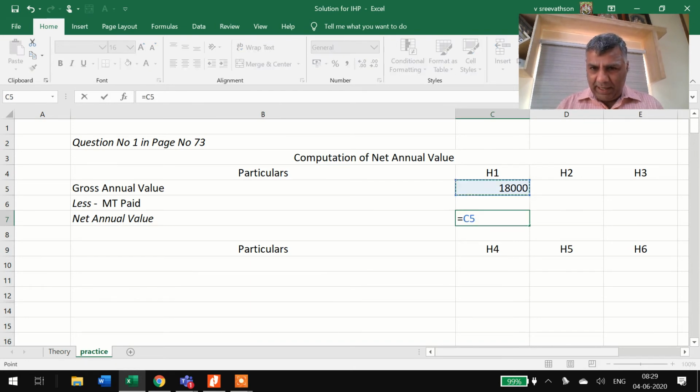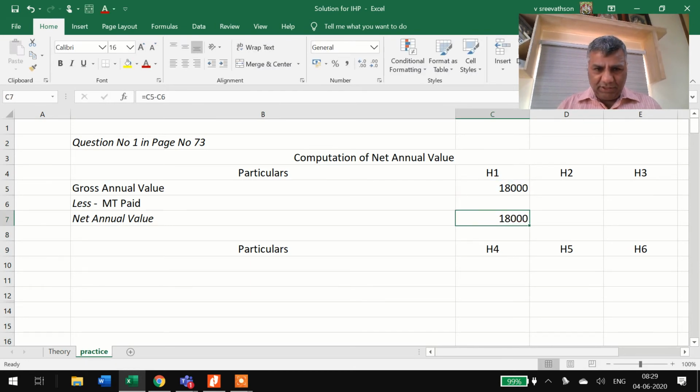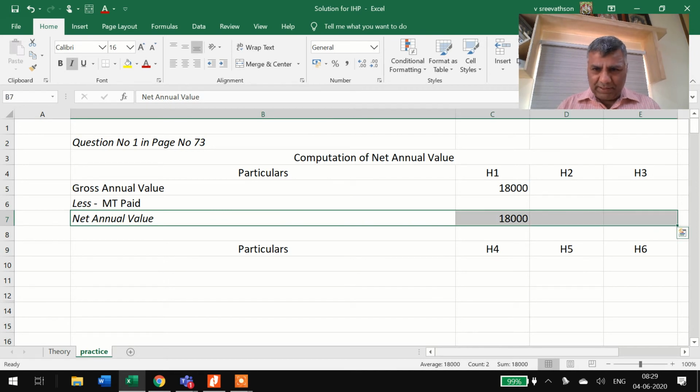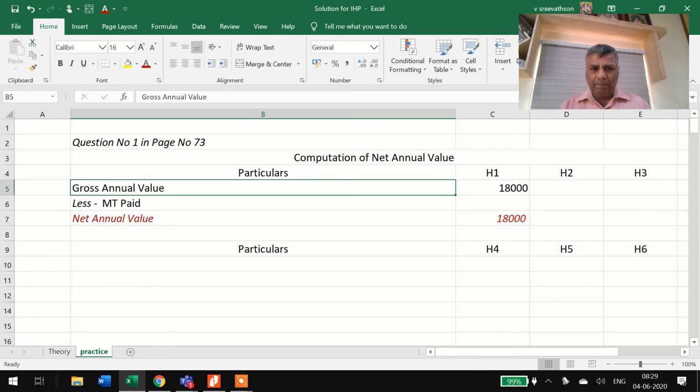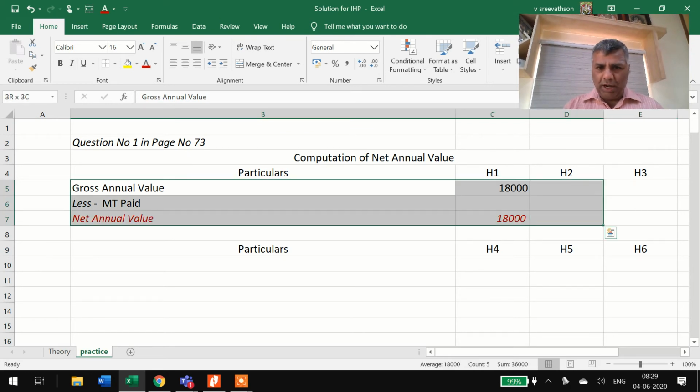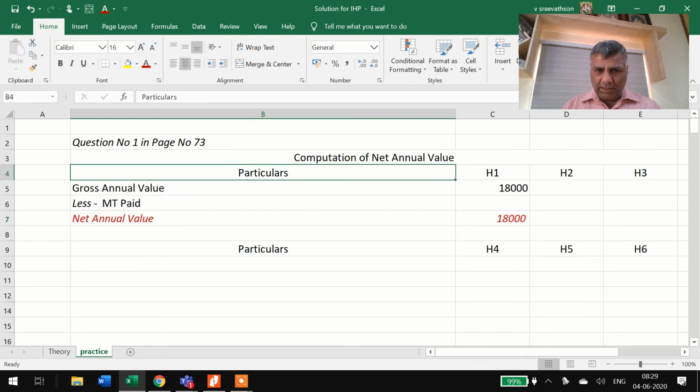So our net annual value will be 18,000 because municipal taxes are not paid. Go ahead, do for the other properties, please.